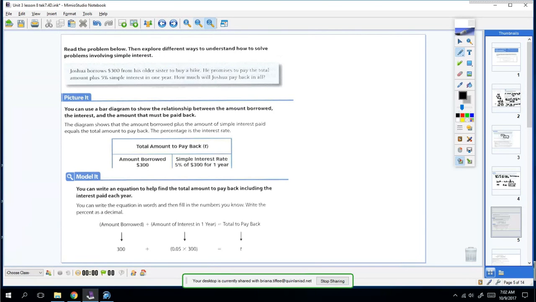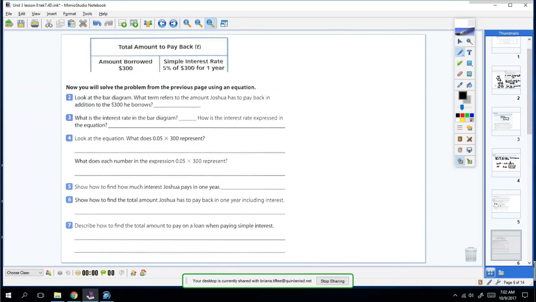So this is the total amount we have to pay back. This is what we're looking for. This is the T, the total. Well, he already borrowed $300. So then we're going to do $300 plus 5% of $300. So we're going to do that, but first, we're going to answer some questions.